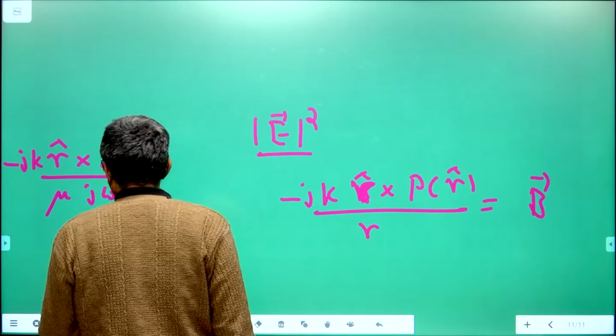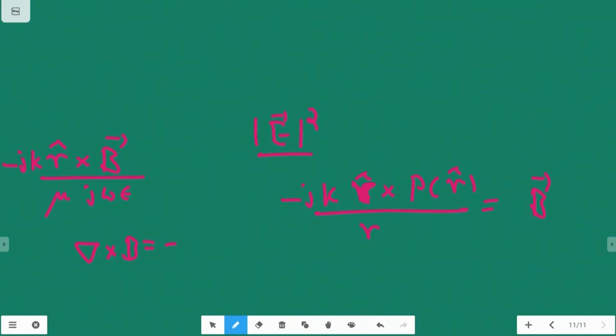That came because you had del cross B is equal to mu naught epsilon naught j omega into E. If you use Ampere's law with the displacement correction term, and you use the expression for B obtained from this.